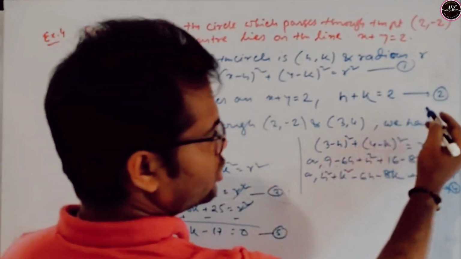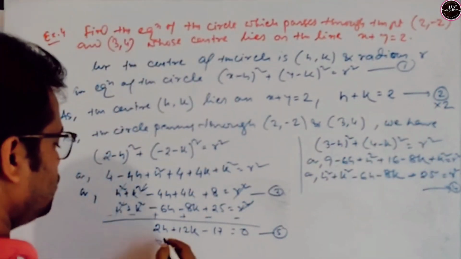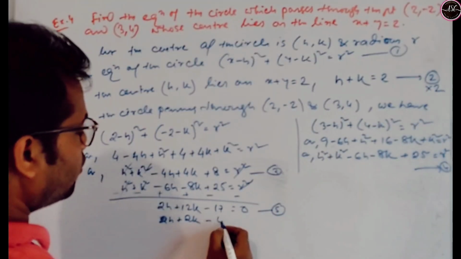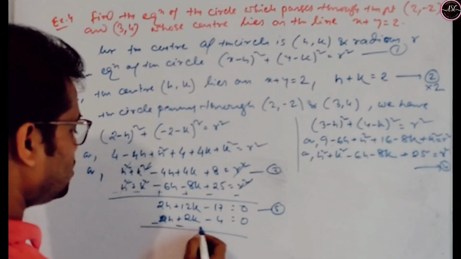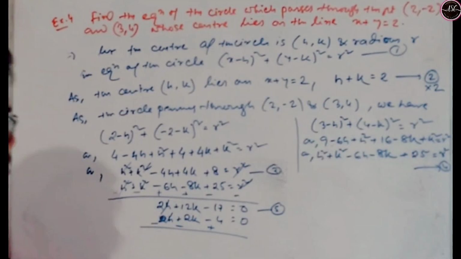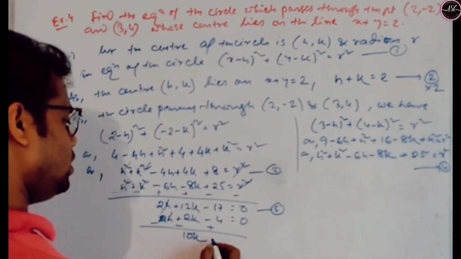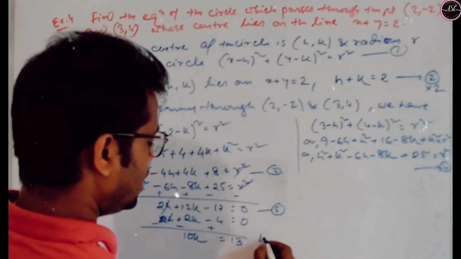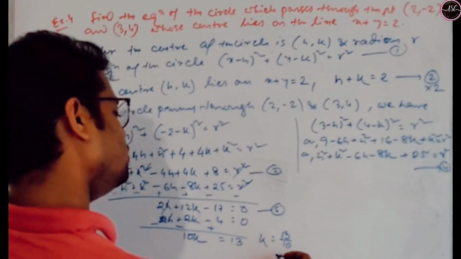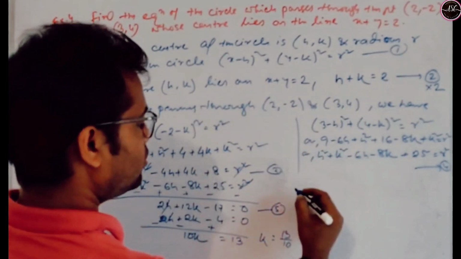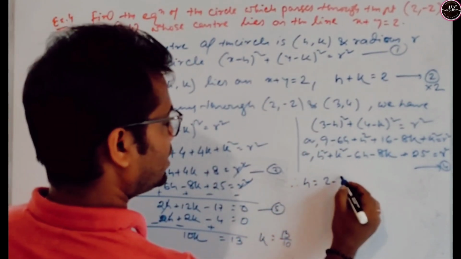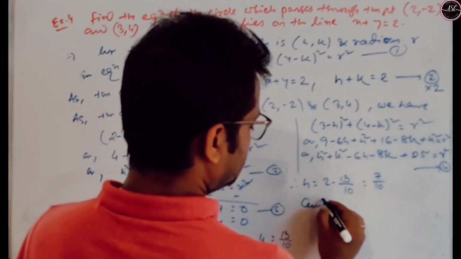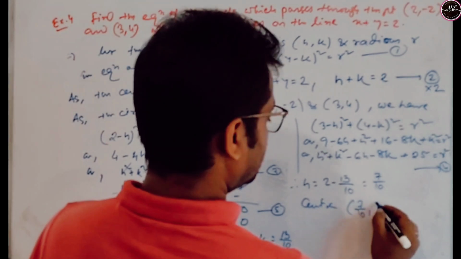And here h plus k equal to 2, equation 2, just multiply by 2 and solve with 5. So we have 2h plus 2k minus 4 equal to 0. So just subtract this, we get 2h will be cancelled out, and here 10k equal to 13. Okay, so k equal to 13 by 10. Now putting this value of k in here, therefore h equal to 2 minus 13 by 10. So that will be 7 by 10. Okay, so the center is (7 by 10, 13 by 10).